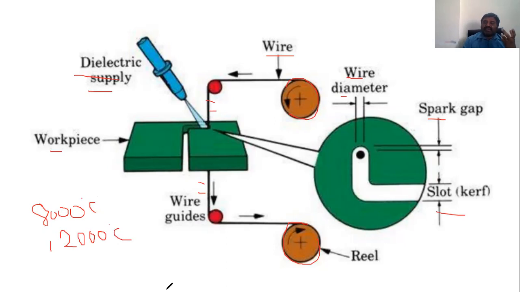Then the melt or vaporization can be carried out here. Okay. And a very important point is that we have to know the wire diameter first. Then only can we go with the spark gap.